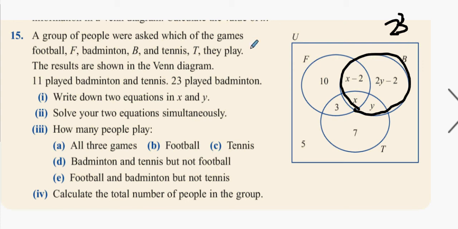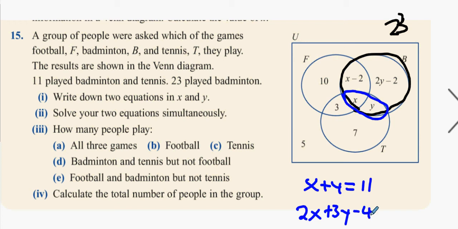Then, likewise, add everything in the badminton circle. 23 played badminton, okay? And what does it say about 11 played badminton and what does this part have to equal then? You're basically saying x plus y has to equal 11. What about the black circle? x plus x, 2x, 2y plus y, 3y. Minus 2 minus 2, minus 4, and that has to equal 23, because there's 23 people.